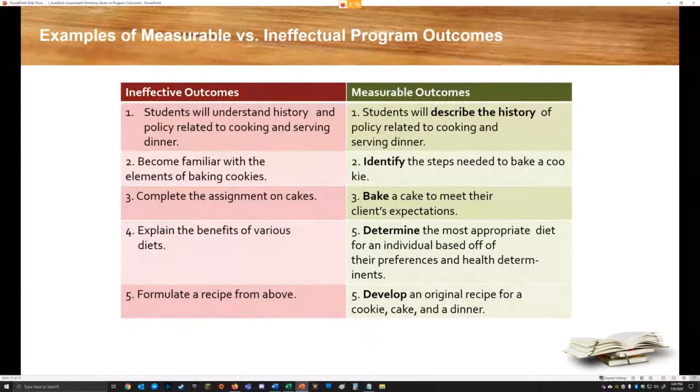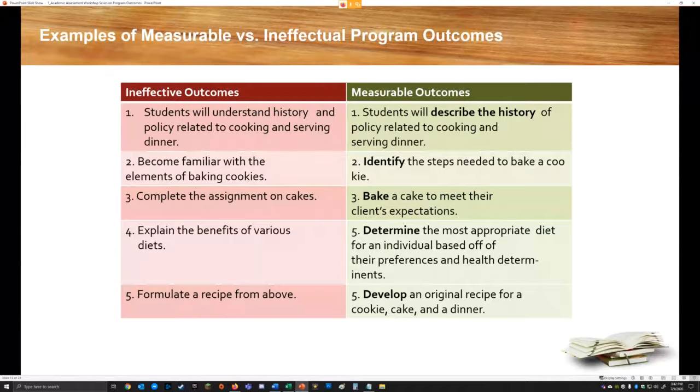All right. So we've got just one more example of effective versus ineffective outcomes. So again, with understand, understand is not measurable. It is, again, theoretical. It's not an action that can be physically seen with the eye. So in this example, in theory, say you have a conversation with this instructor who had this course outcome, and it turns out she really just wanted to focus on the history of cooking and serving dinner, right? So in this example, how can we improve this?